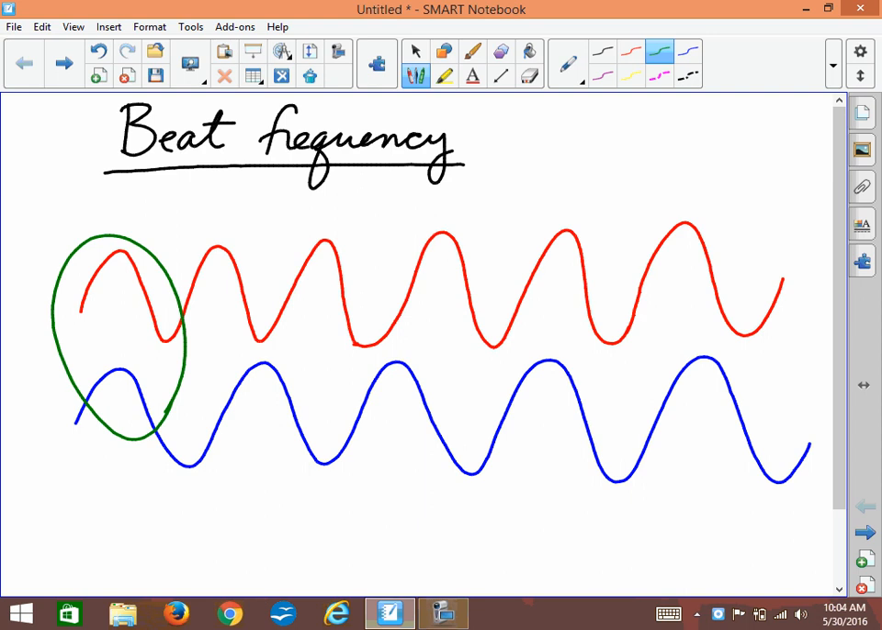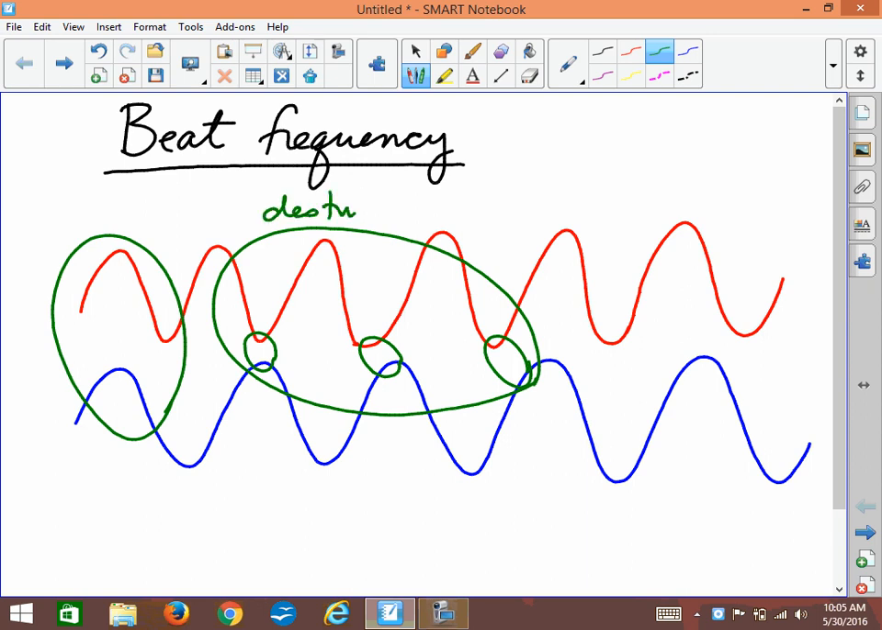But because one wave is a little bit different in frequency than the other, it's not long before we see in this region right here that most often it's crest on trough that's overlapping. See that? Crest and trough, which means that in this part of the picture, we would have more destructive interference, which would result in a sound that is not as loud.